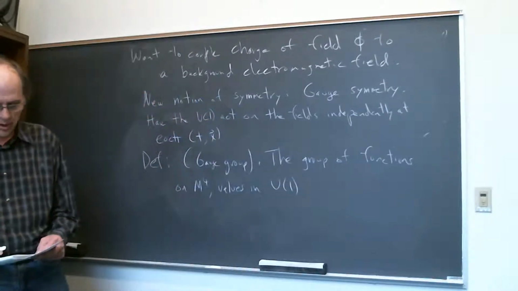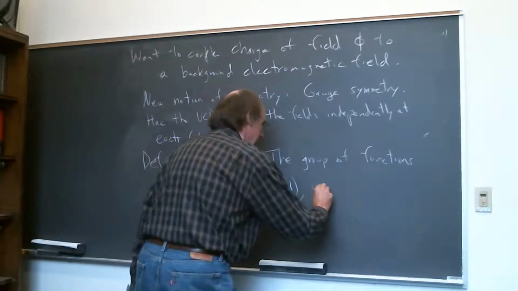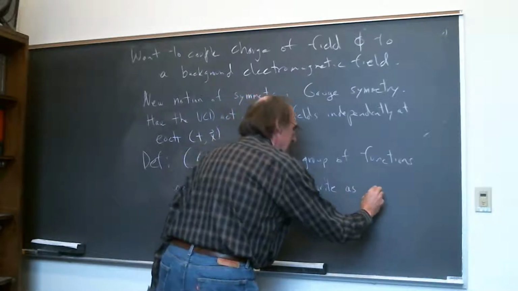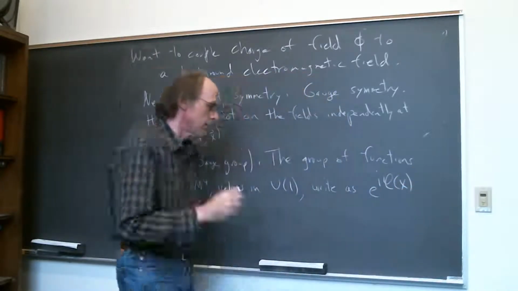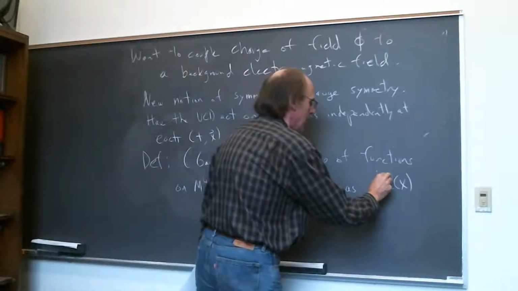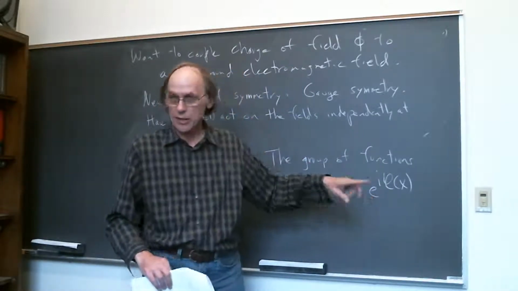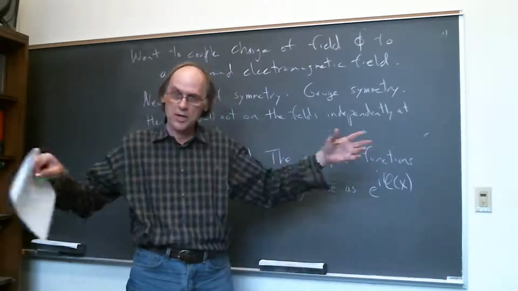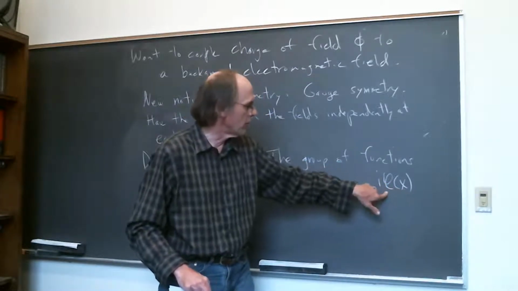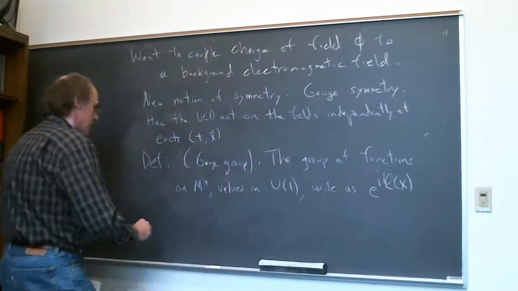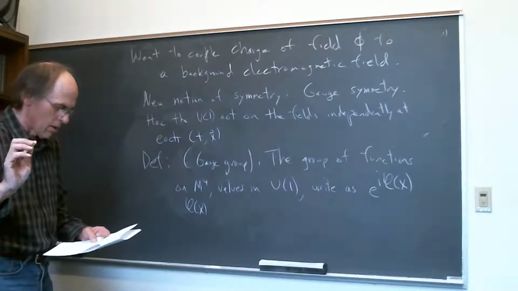So an element, you can write it as e to the i, I want to take phi of x. So what you want to do when you write this thing down is that these group elements are kind of nonlinear. They live in a circle. So you want to kind of unwind the circle and think of your group elements as phi of x. Actually, do I want to? Yeah. Okay.